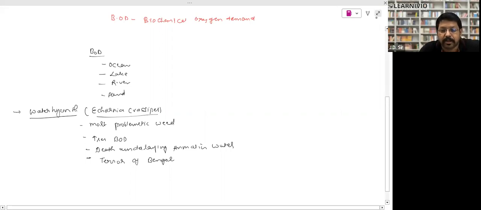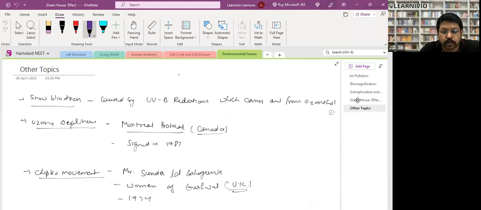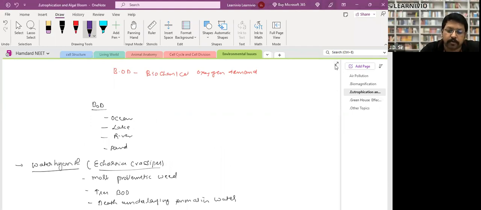So we'll keep till this point only, right? There are only two things left, the greenhouse effect and another topic. I will start these two topics, and after these two topics, in the next class we'll finish this chapter and move to the 11th class level, that is plant physiology, right? So go through this chapter and ask me if you have any doubt.